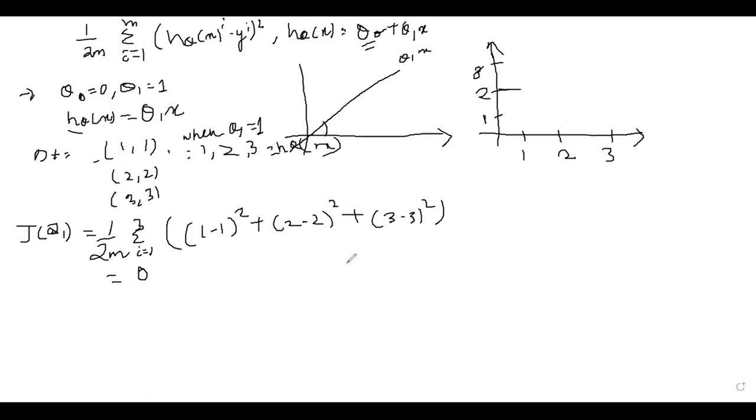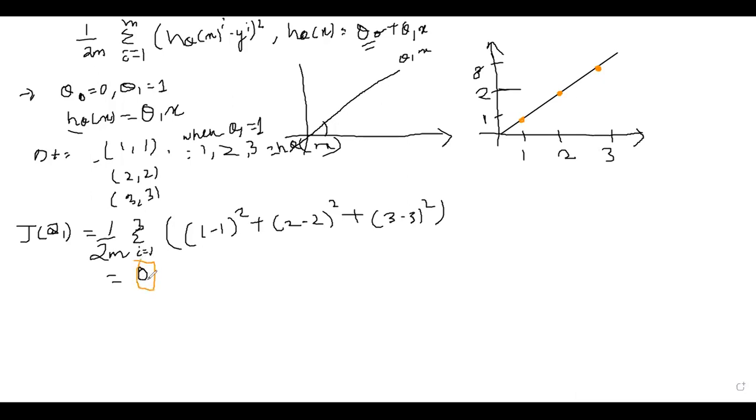Right? That is 0. So if I make a straight line here, my data points will be this one for 1, 1, for 2, 2, this one, and for 3, 3, this one, right? Because here my cost function is 0.